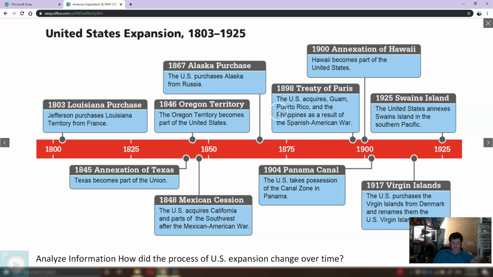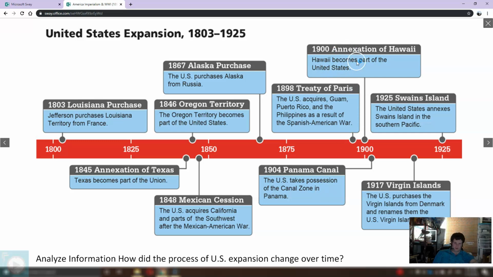We will also acquire quite a bit of territory in the Treaty of Paris with the Spanish-American War, which we will spend quite a bit of time on. We'll be talking about the war itself and yellow journalism in the coming days. We also pick up the Panama Canal. We'll watch a very short documentary on that. It's a black and white documentary from, I believe, the 1920s, if I recall correctly.